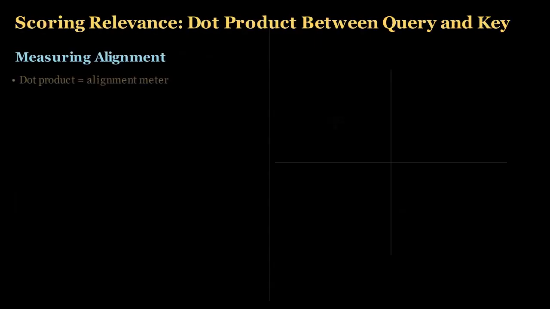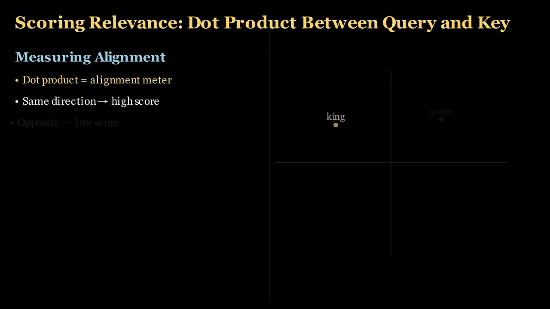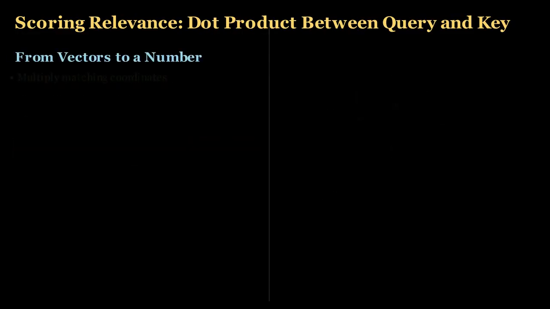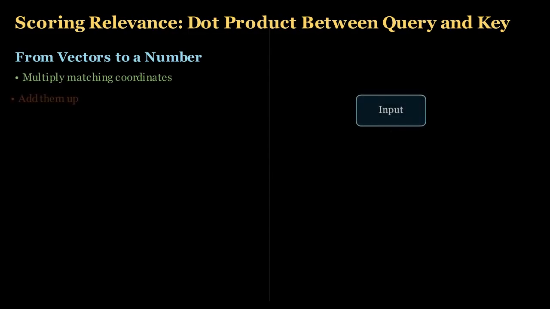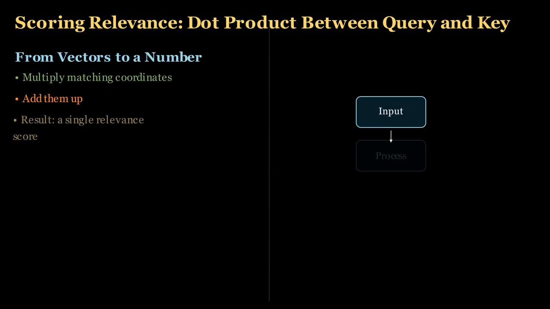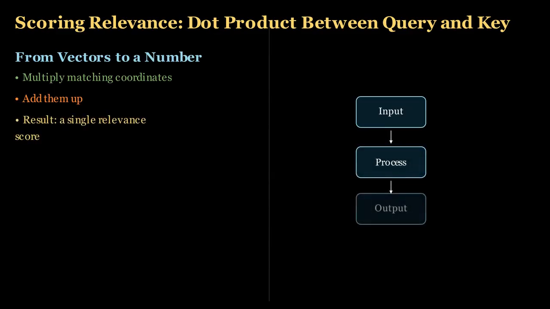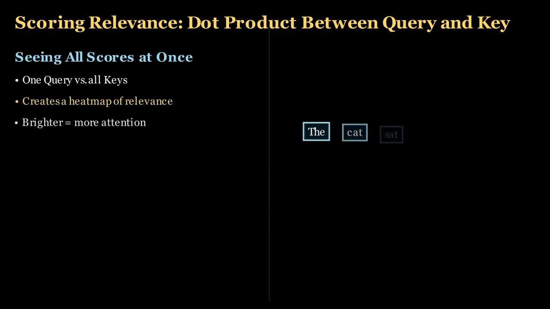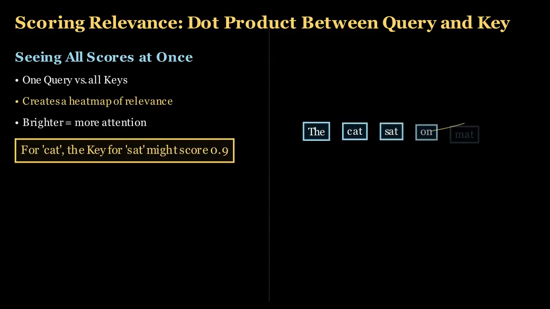We just created our query and key vectors. Now we measure how well they match using a dot product. It checks if two arrows point the same way. We multiply the first numbers together, then the second, and add them. The result is our attention score, a single number that says how relevant this key is to our query. We repeat this for every key in the sentence. The scores form a heat map. Bright spots show which words our query should pay attention to.